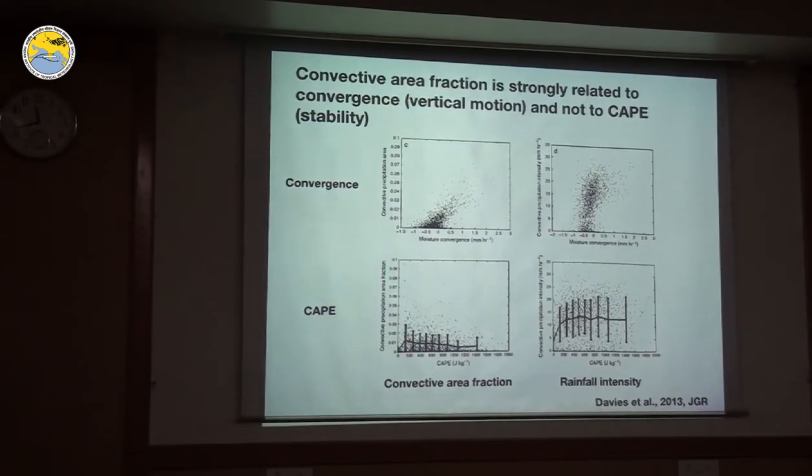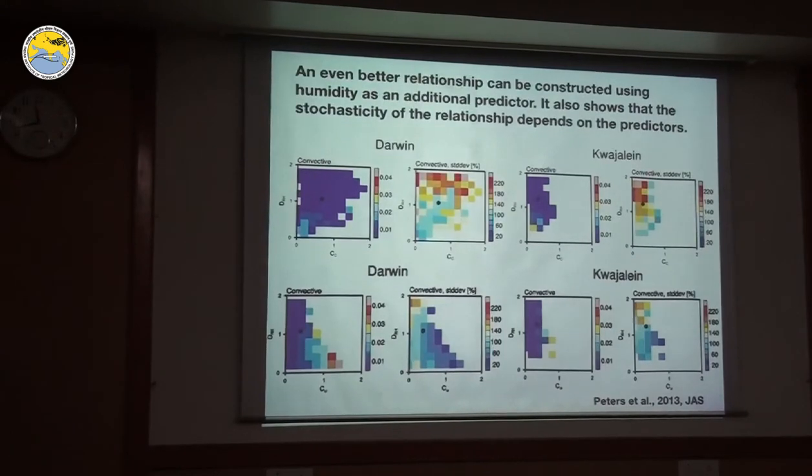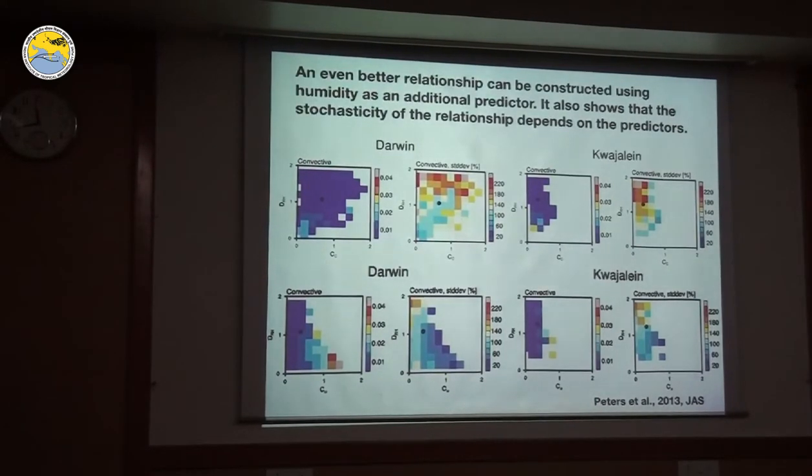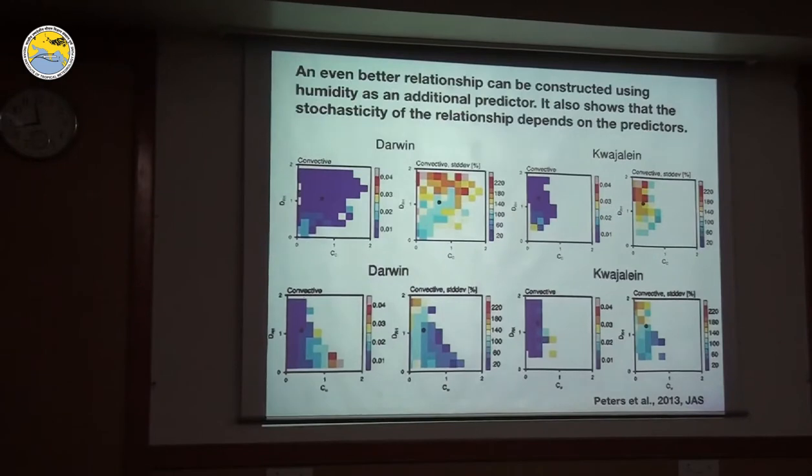We use moisture convergence here. As I'll show you later, it turns out you can use just convergence. An even better relationship can be constructed if we use humidity as an additional predictor. So instead of just using convergence or K, we add a second predictor, which is humidity.